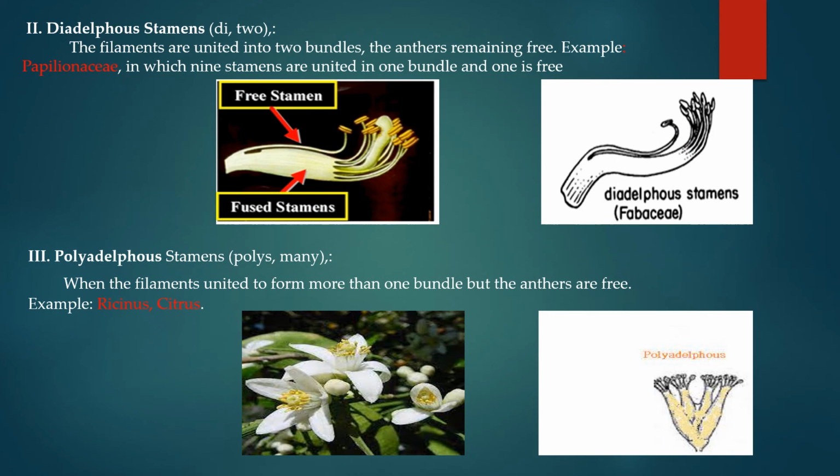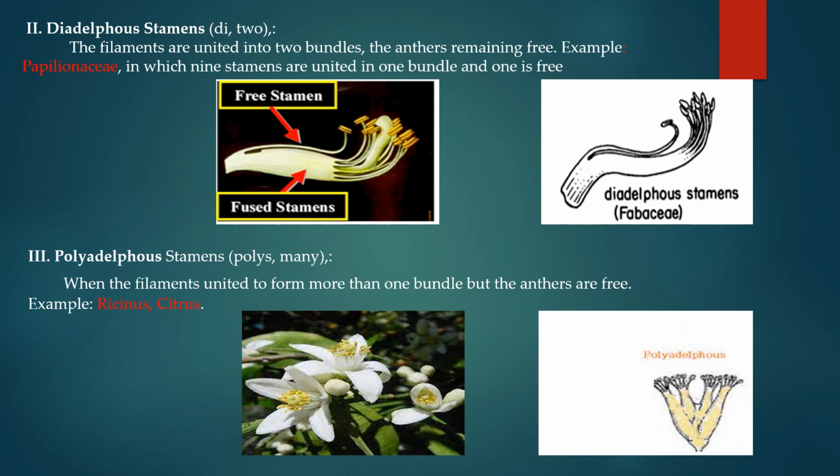Second one, the diadelphous stamens. So di means two here. The filaments are united into two bundles, the anthers remaining free. Example, in case of Papilionaceae, in which 9 stamens are united in one bundle and one is free. You can see here, 9 of them are fused to form one bundle and one will be free, that is 9 plus 1. And this is called a diadelphous condition or diadelphous stamens.